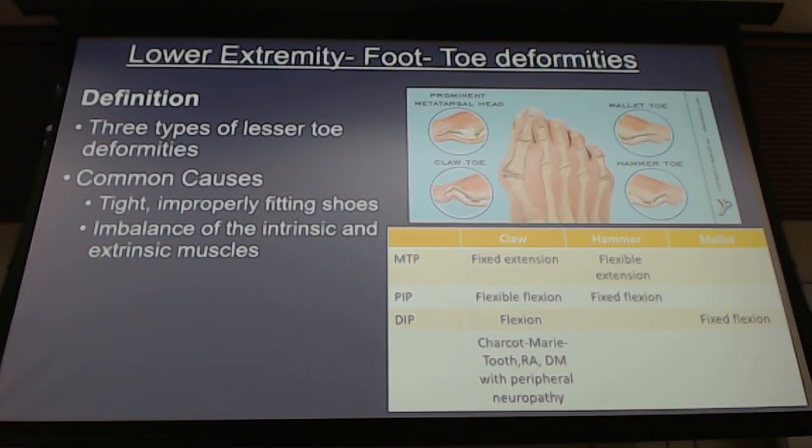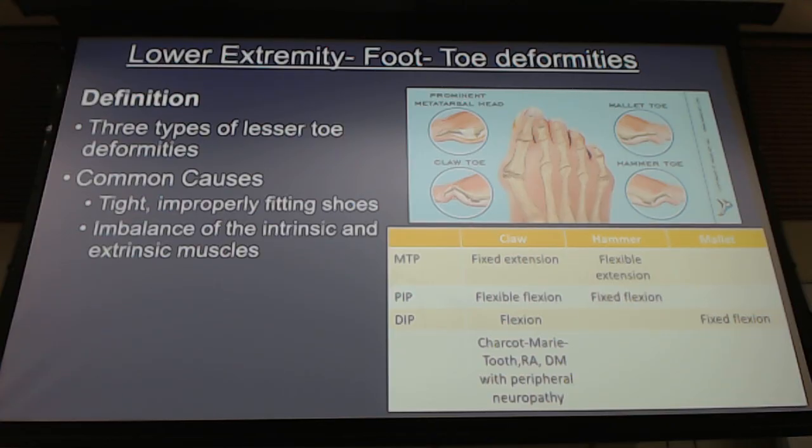Now, let's talk about deformities of the lesser toe. Pay attention to this chart. I'll teach this whole lecture based on this one chart. It covers three different conditions: hammer toe, claw toe, and the mallet toe.